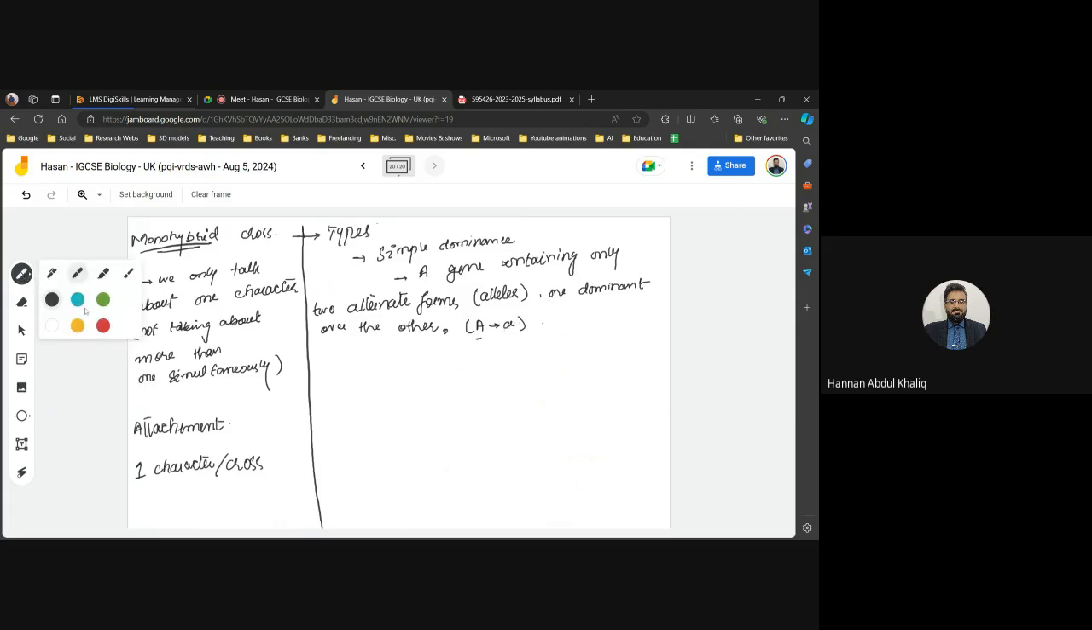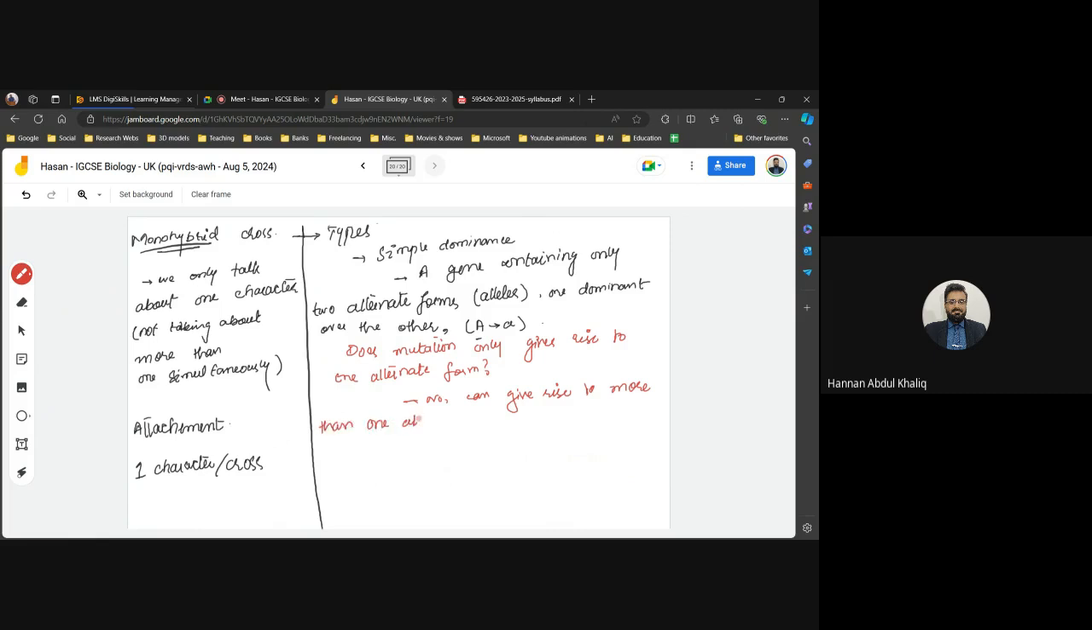The question is, does mutation only give rise to one alternate form? No, the answer is no. It can give rise to more than one alternate form.